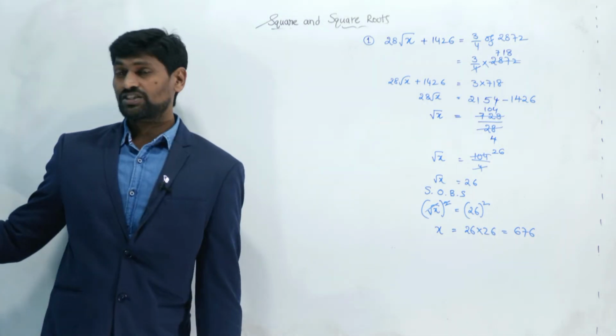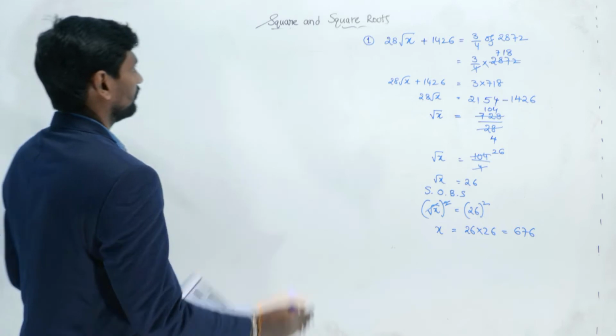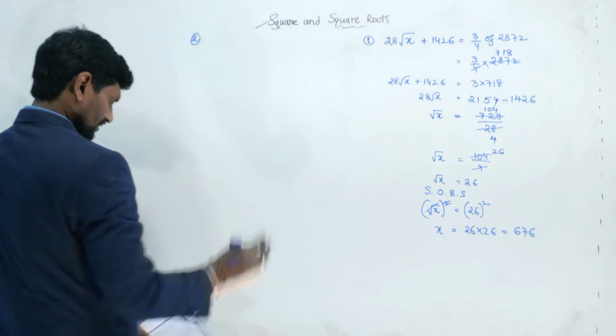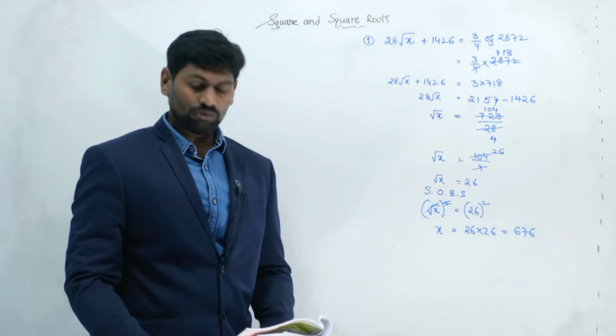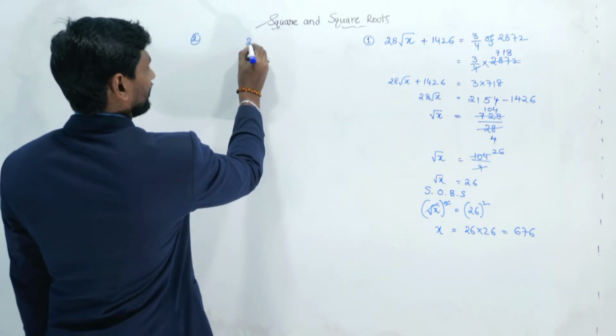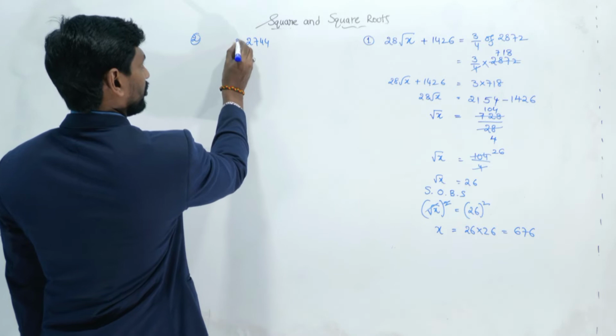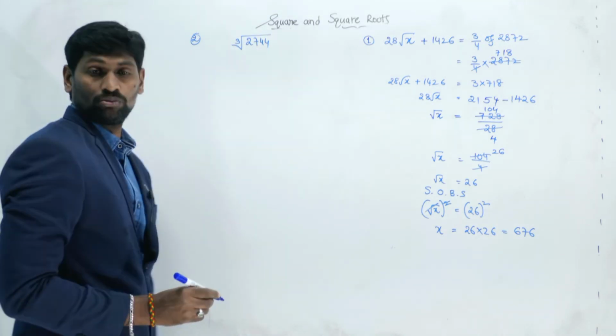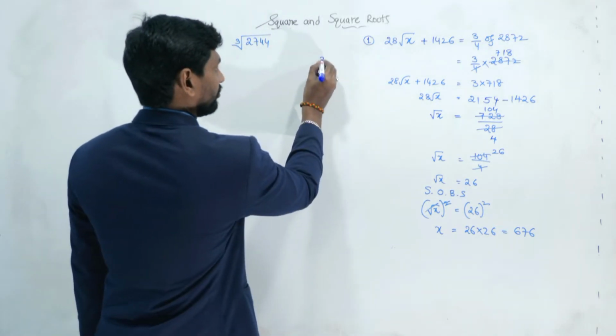Okay, let us go to the second problem. That is the cube root of 2744. Cube root means we should write like this, cube root symbol. This is the symbol for cube root.